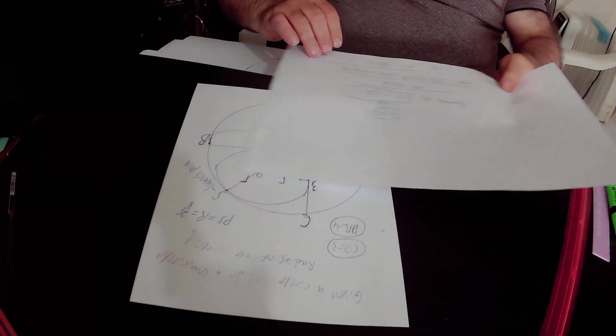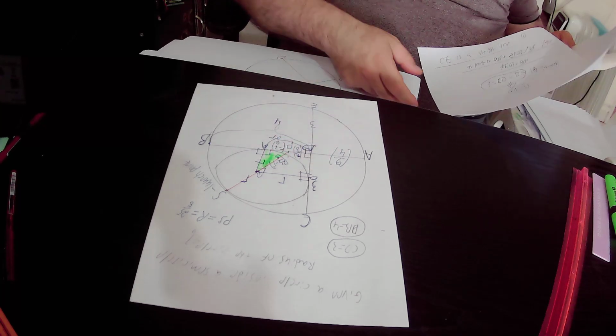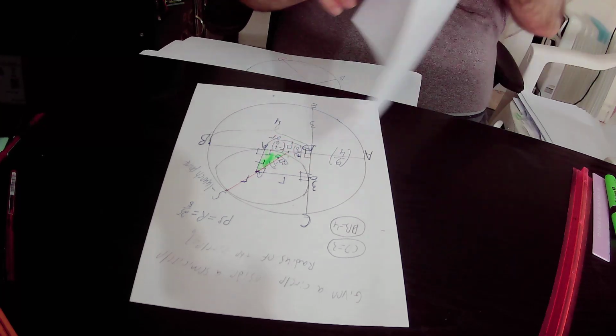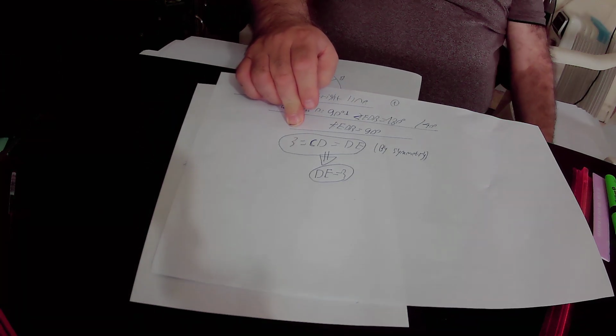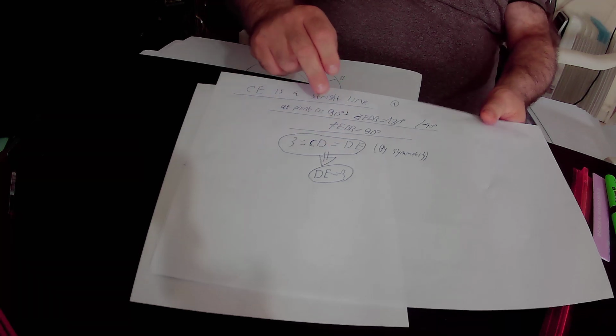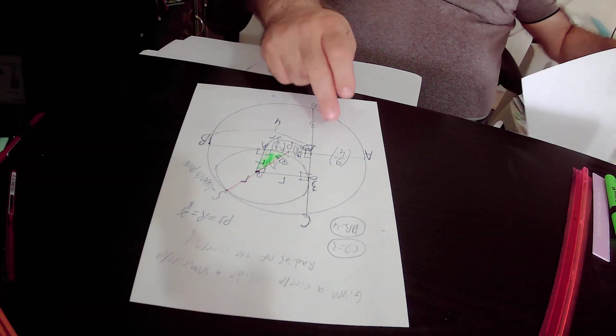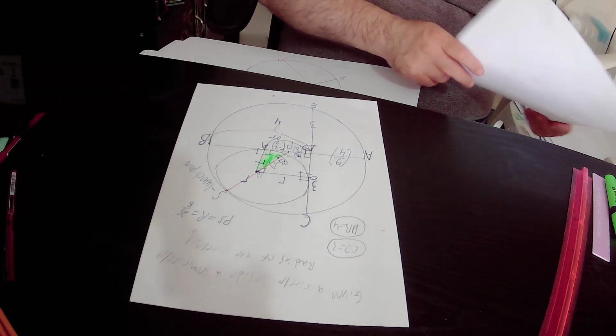Okay? But it is given in the question that CD equals 3 units. Here, CD equals 3 units, according to what is given in the question. And from this equation, 3 equals CD equals DE, we derive that DE is also equal to 3 units. Here, DE is also equal to 3 units. Okay?